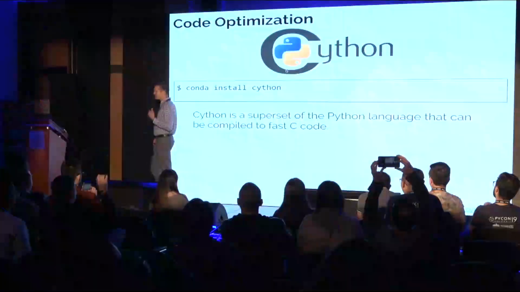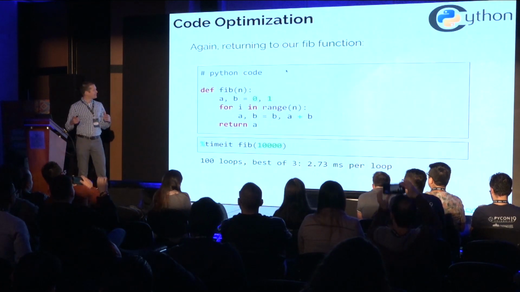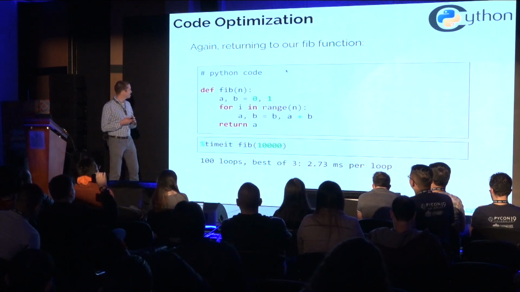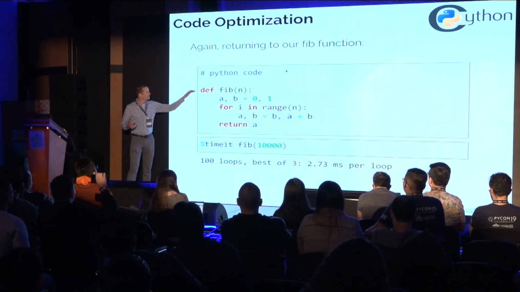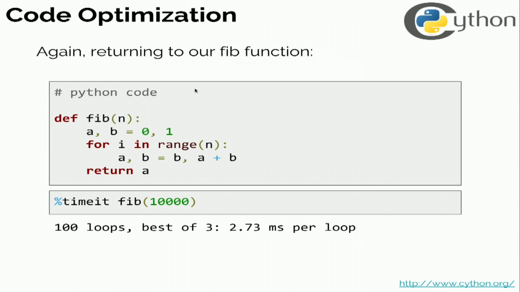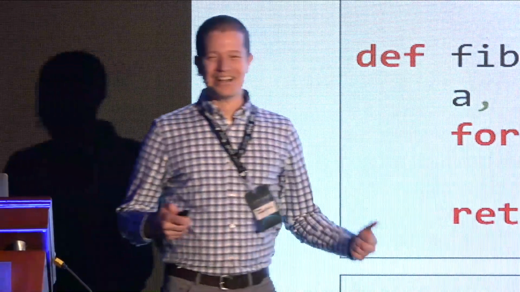And Cython is this weird hybrid between Python and C, and it's actually one of the most fun languages to code in, in my opinion. If you take this same Fibonacci Python code, what Cython lets you do is compile this code into C, and then call the result in Python. So here we have this. This takes 2.7 milliseconds again. When you compile this into Cython, it takes 2.4 milliseconds. Yeah, it's a 10% speed up.